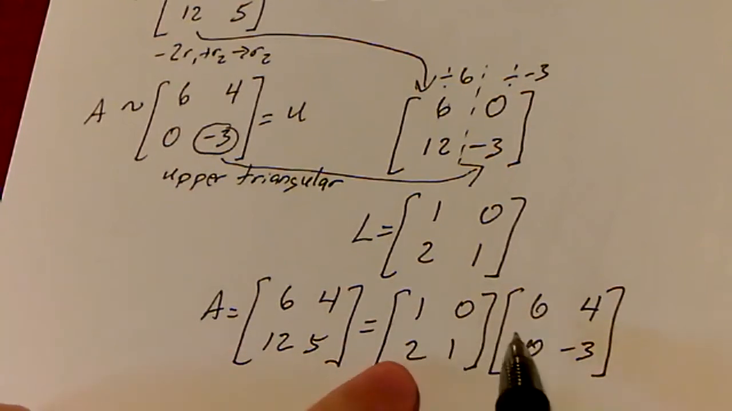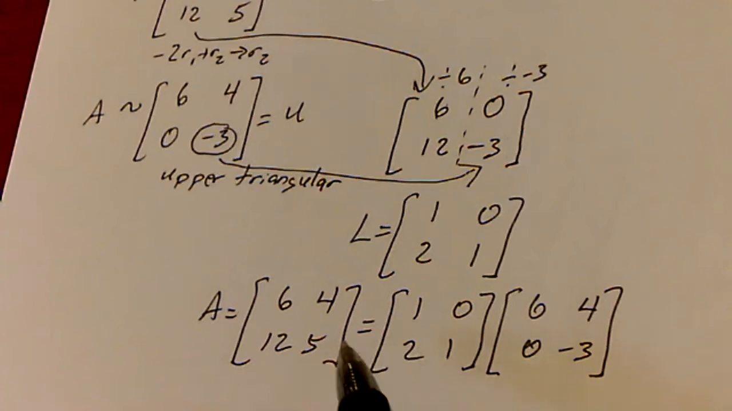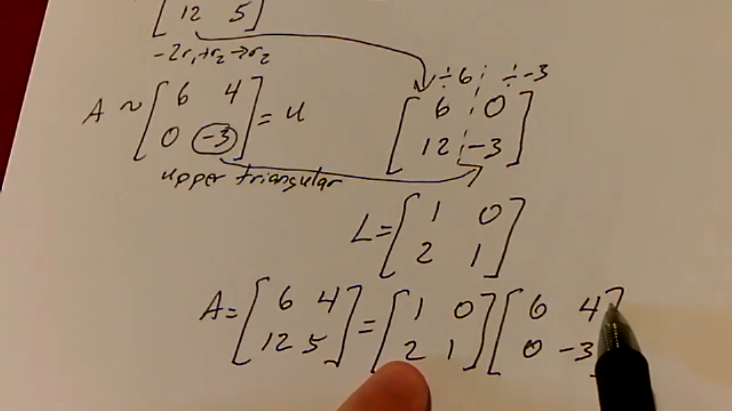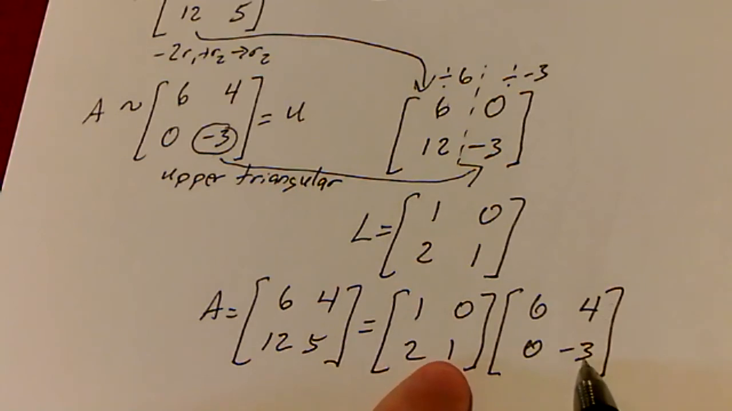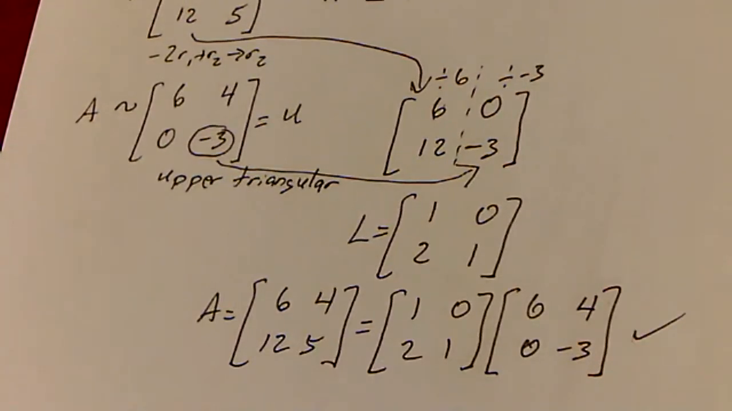Now, second row, first column. 2 times 6 is 12. 1 times 0 is 0. That's 12 again. Second row, second column. 2 times 4 is 8. 1 times -3 is -3. And 8 minus 3 is 5. So my LU factorization checks out.